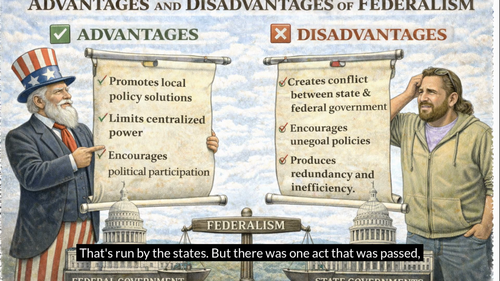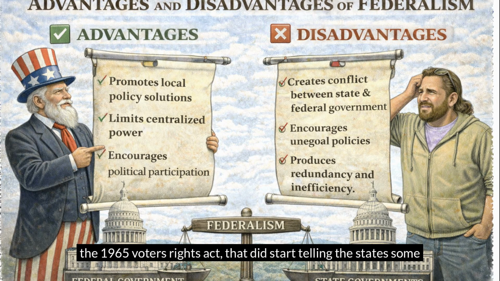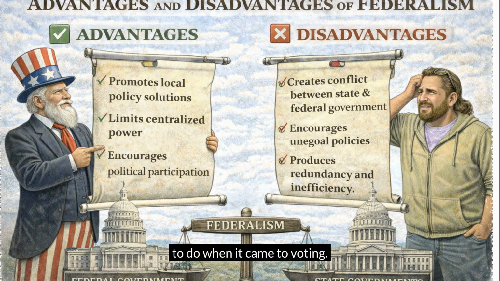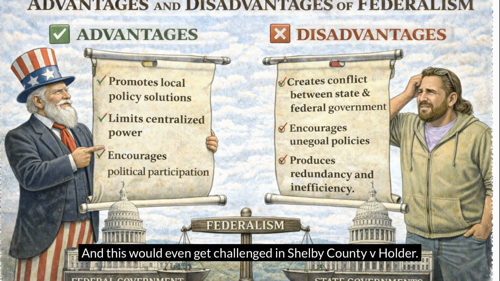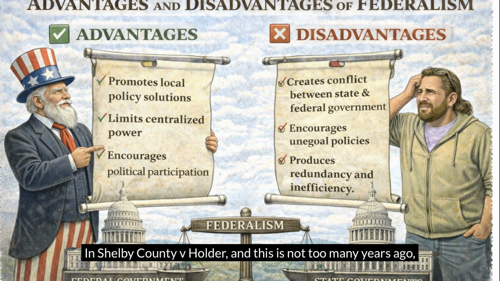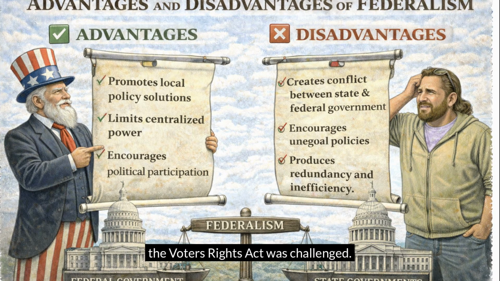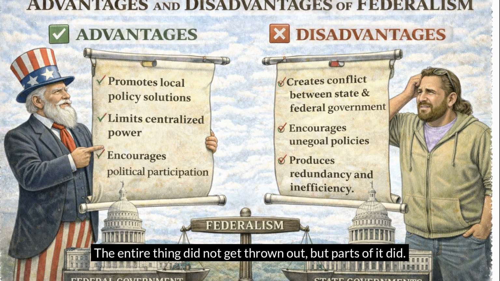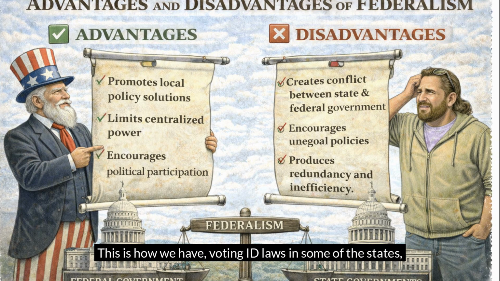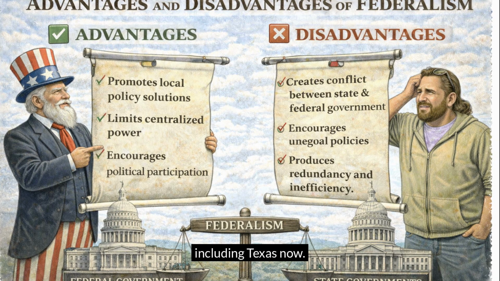But there was one act that was passed, the 1965 Voters' Rights Act, that did start telling the states some of the things that they weren't allowed to do when it came to voting. And this would even get challenged in Shelby County v. Holder. In Shelby County v. Holder, and this is not too many years ago, the Voters' Rights Act was challenged. The entire thing did not get thrown out, but parts of it did. This is how we have voting ID laws in some of the states, including Texas now.